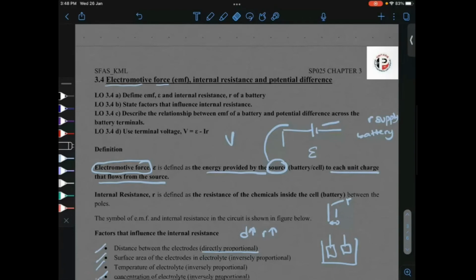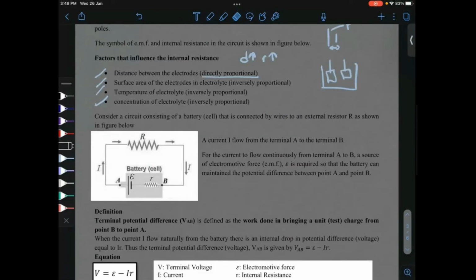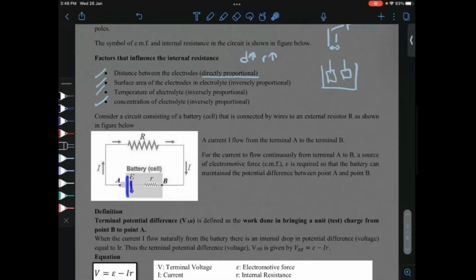Okay, before that you have to understand your circuit dulu. Consider a circuit consisting of a battery that is connected by wires to an external resistance R as shown in the figure. So ini adalah bateri kamu. So this is your battery. Dalam bateri kamu ni kita ada dia punya kaki positif, kaki negatif, and then you are going to have your internal resistance. This one is present inside the battery actually. And then kita ada wire, and then you have resistance which is known as external resistance that connects to the circuit here.